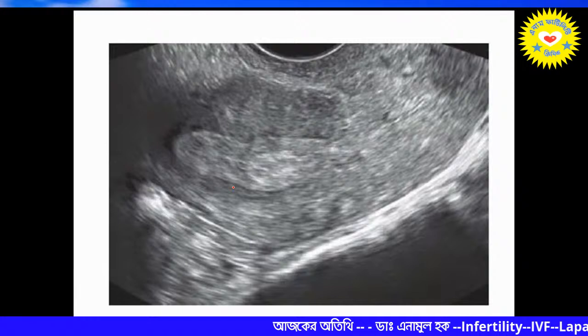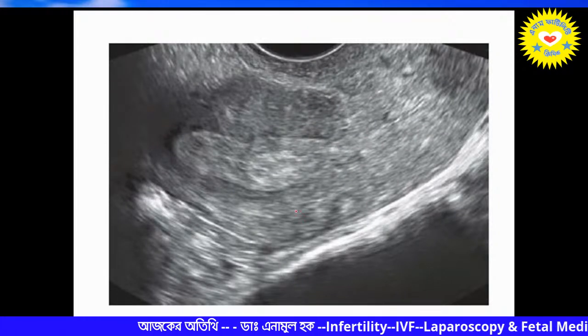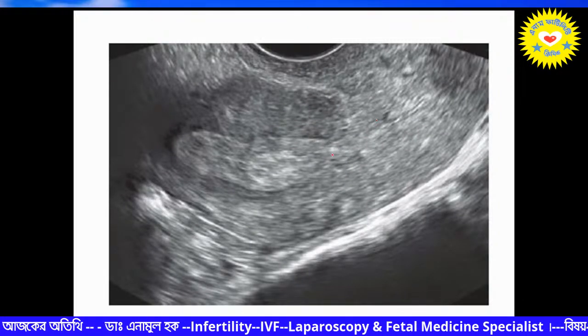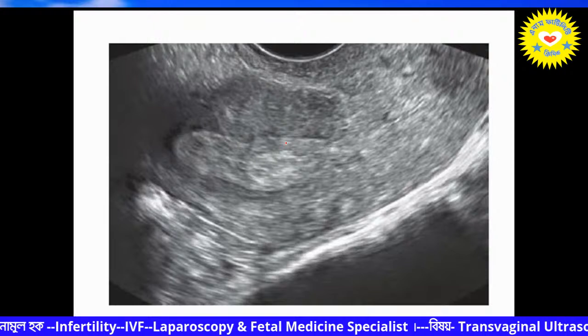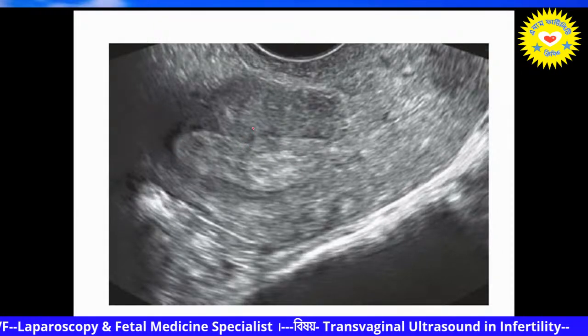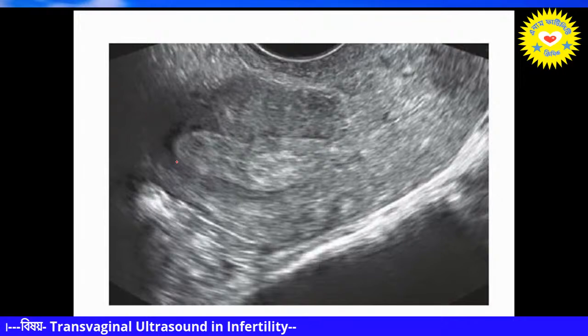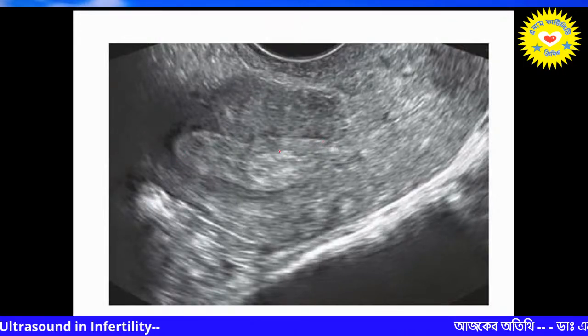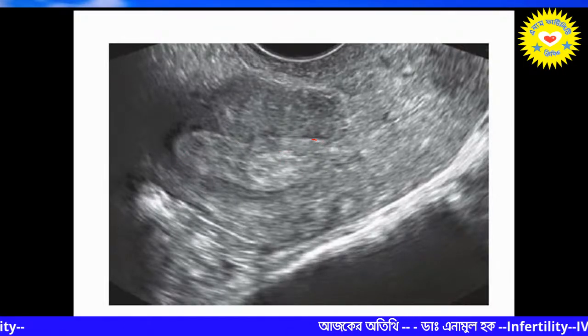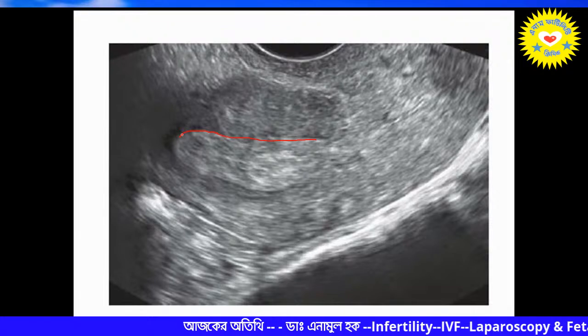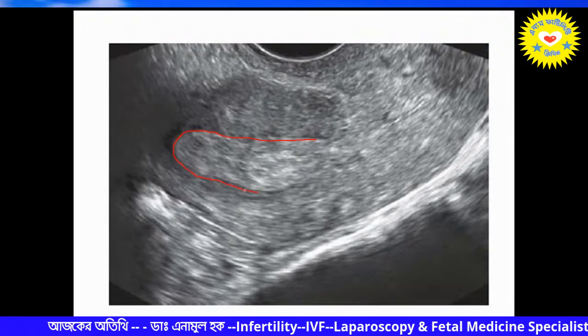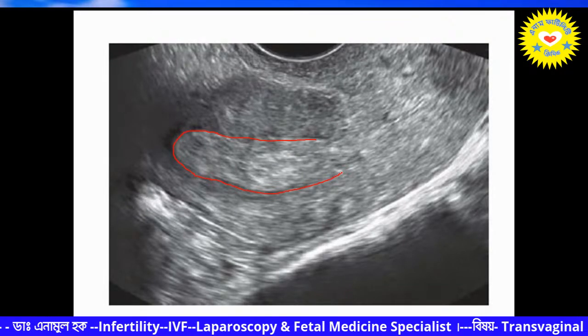And in a secretory phase, you will see the endometrium look like that. This is echogenic. Echogenic means it is whiter than the surrounding tissue. So there is no triple line, and the endometrium here is echogenic, that is white. So this is the secretory endometrium.